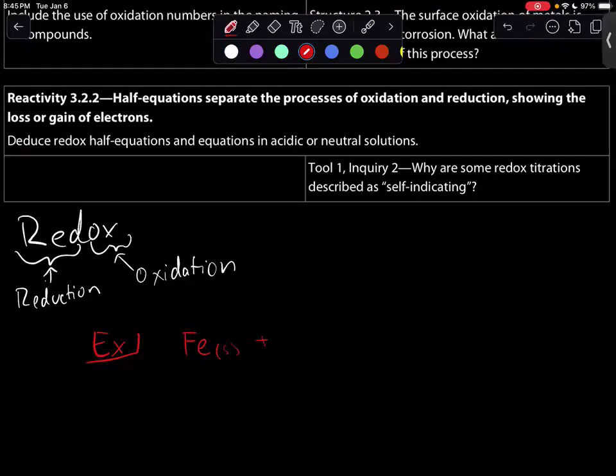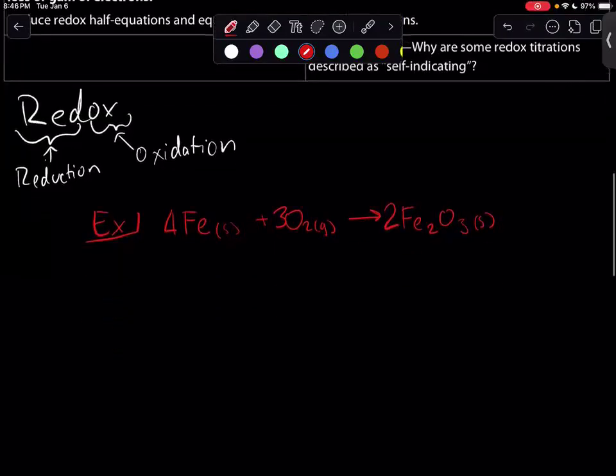Iron solid, when reacting with oxygen gas in the air, reacts to form what we know as rust, which is Fe2O3. And we'll go ahead and balance this equation out. We have 4 irons, 3 oxygens, 2 rust. So this is a standard redox reaction. Now, we mentioned many times we're going to be looking at oxidation states. So let's start by looking at the oxidation states of these elements.